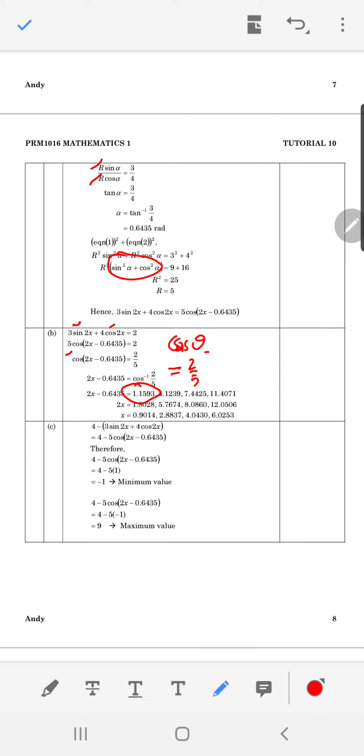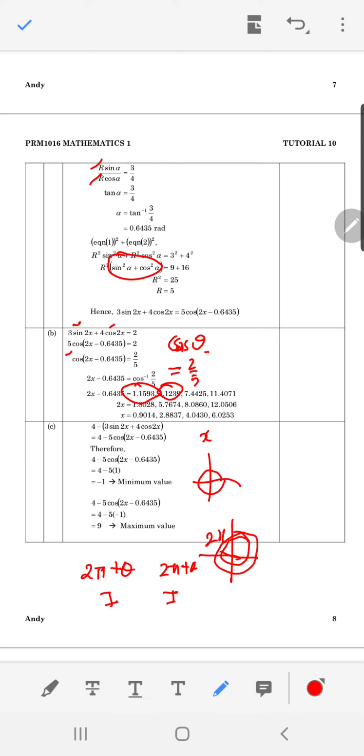So this is two angles from the first round. Why got another 2? Because if only x, equal 1 round. So if 2x, equal 2 rounds. So how to get the angle at the 2 rounds? Very easy. You just 2 pi plus theta, right, for the first angle. And then 2 pi plus another theta for the fourth quadrant.